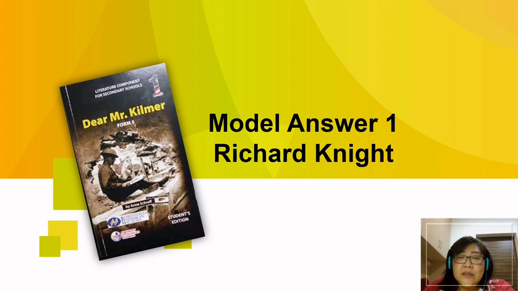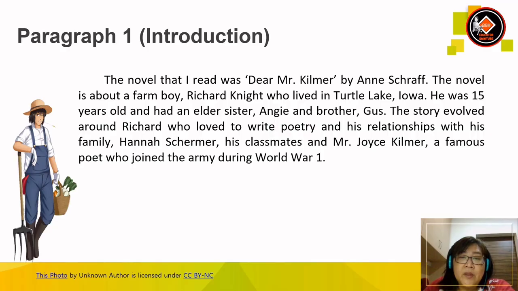The first model answer is for Richard Knight. This is the first paragraph, which is the introduction. So you can write, the novel that I read was Dear Mr Kilmer by Anne Schraff. The novel is about a farm boy, Richard Knight, who lived in Turtle Lake, Iowa. He was 15 years old and had an elder sister, Angie, and brother, Gus. The story evolved around Richard, who loved to write poetry, and his relationships with his family, Hannah Shermer, his classmates, and Mr Joyce Kilmer, a famous poet who joined the army during World War I.